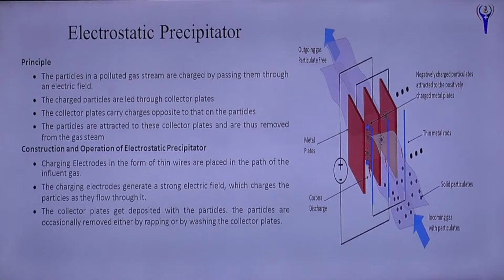And how it is constructed: the charging electrodes, in the form of thin wires, are placed in the path of the effluent gas. The charging electrodes generate a strong electric field which charges the particles as they flow through it. And the collector plate gets deposited with the particles. The particles are occasionally removed either by rapping or washing the collector plates.